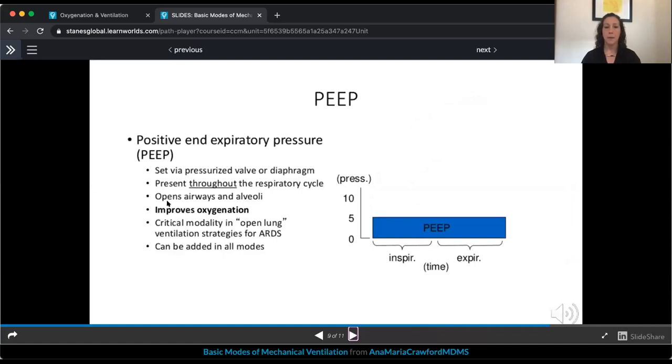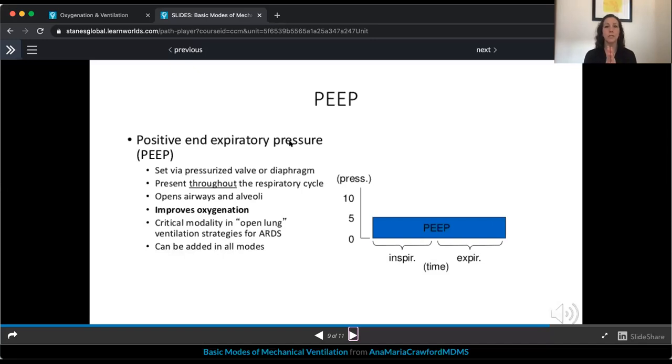What is PEEP? PEEP is positive expiratory pressure. This is a continuous pressure applied to the patient throughout the respiratory cycle. PEEP is applied because it actually has its impact at the end of exhalation.